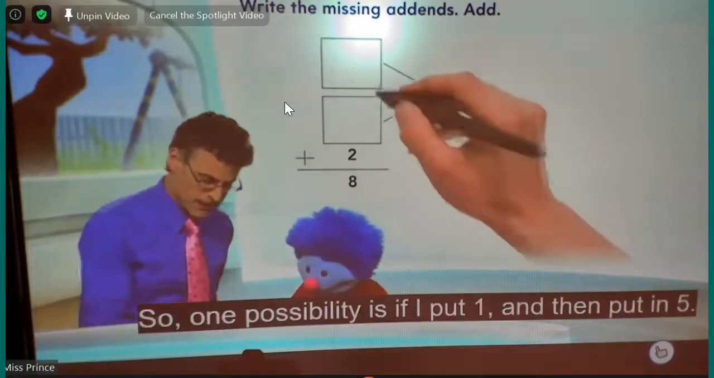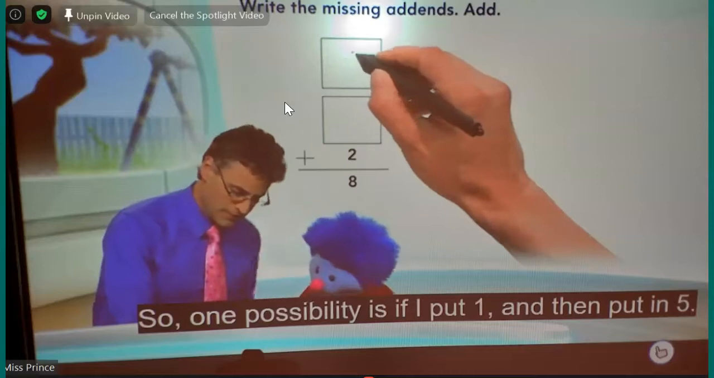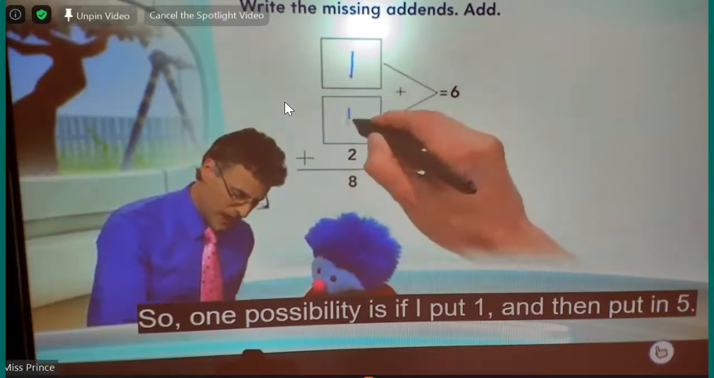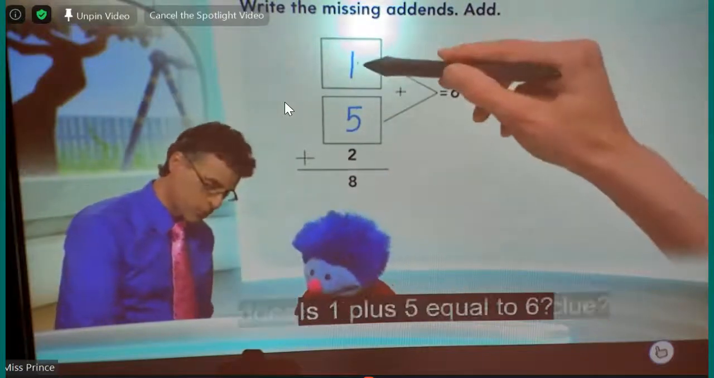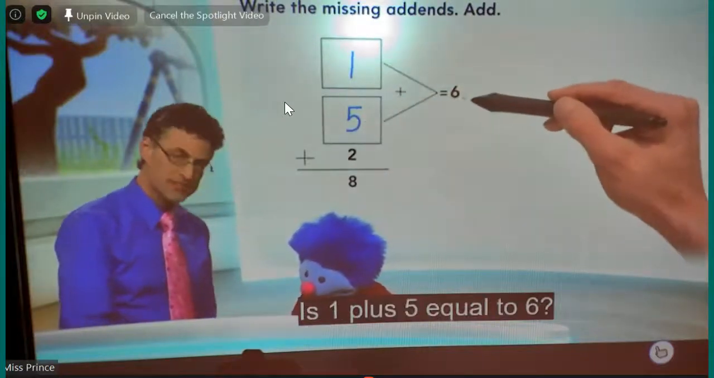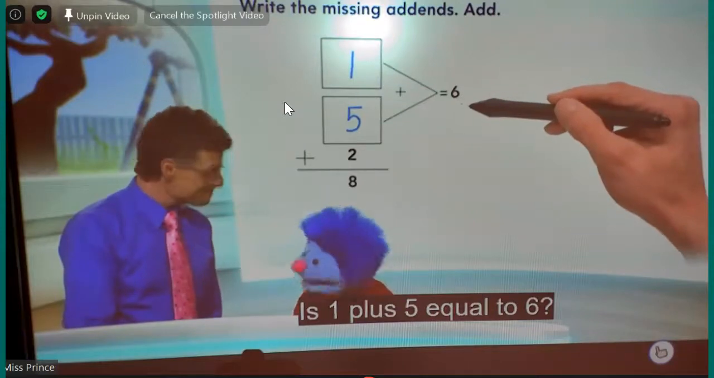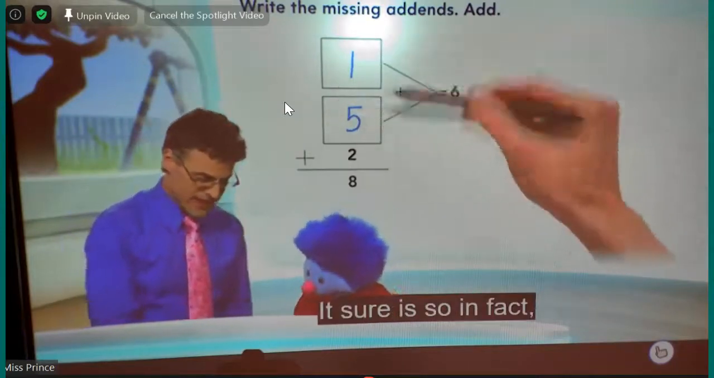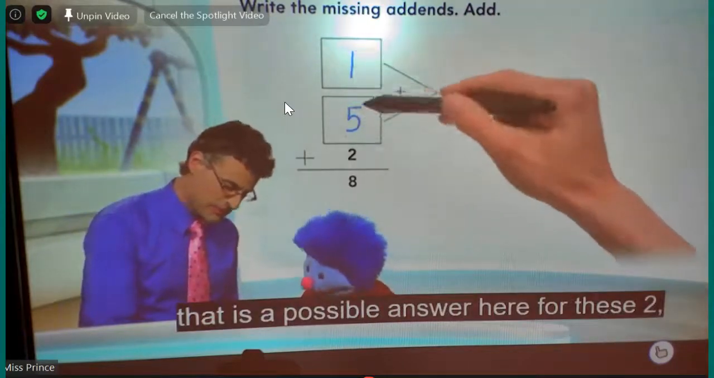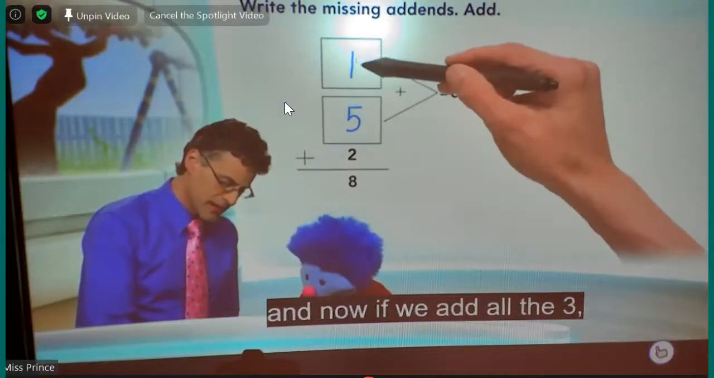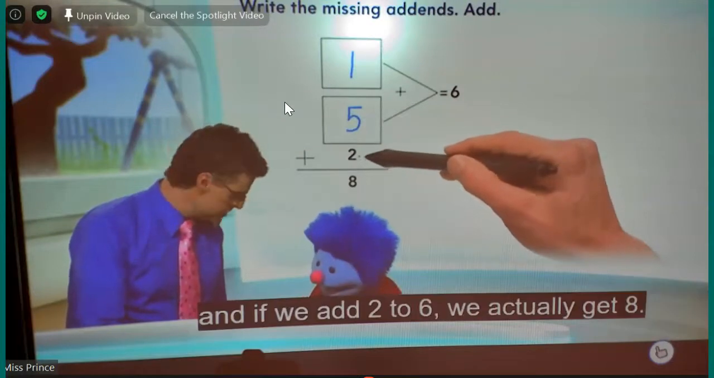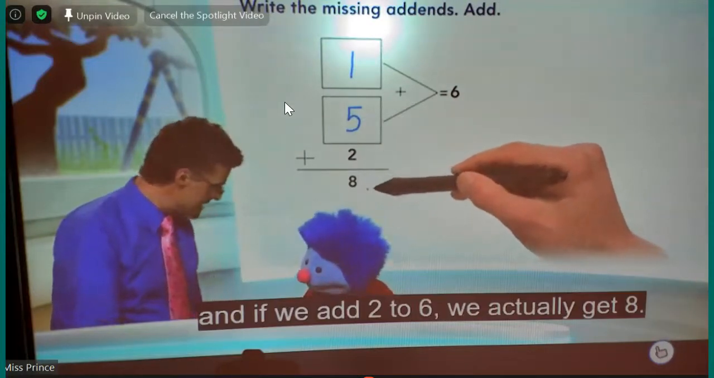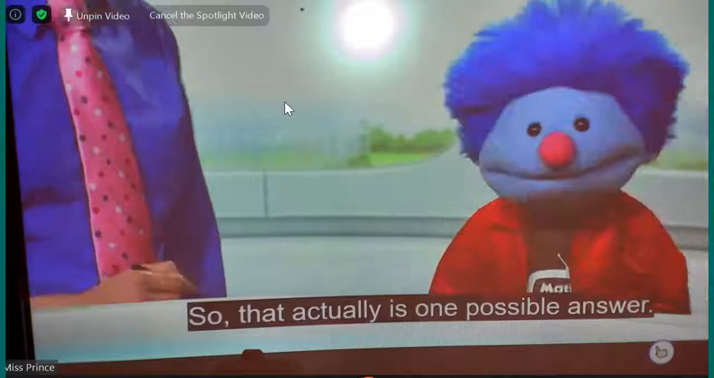So one possibility is if I put 1 and then put in 5. Now let's think about that. Does that mix with the first clue? Is 1 plus 5 equal to 6? Yeah, it sure is. So that is a possible answer for these 2. Now if we add all 3, 1 plus 5 is 6, and if we add 2 to 6, we get 8. So that is one possible answer.